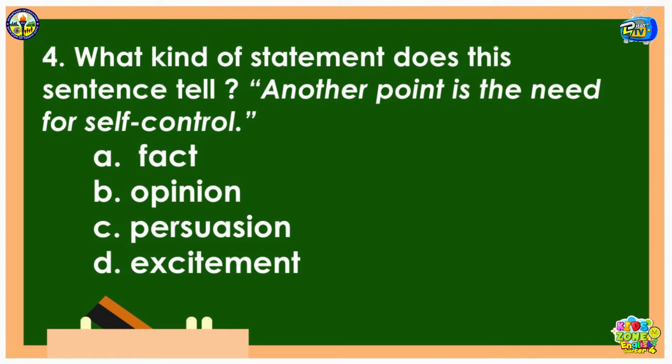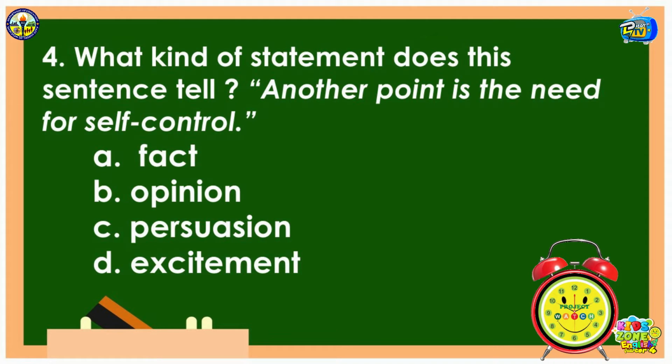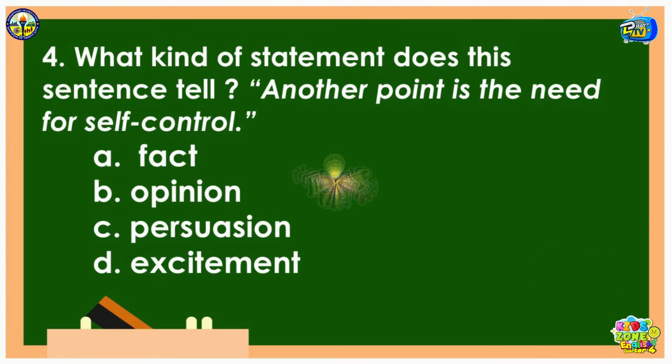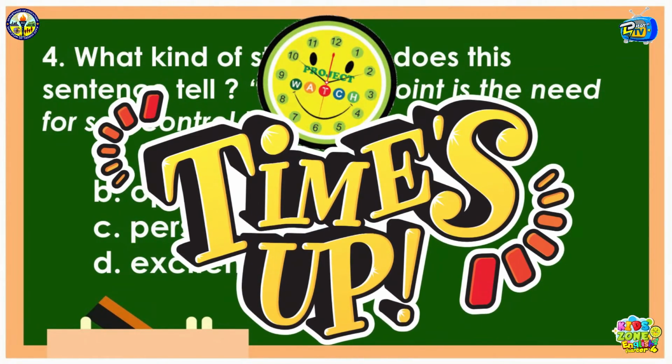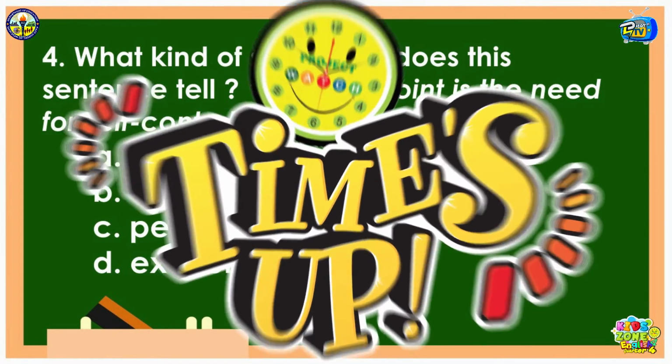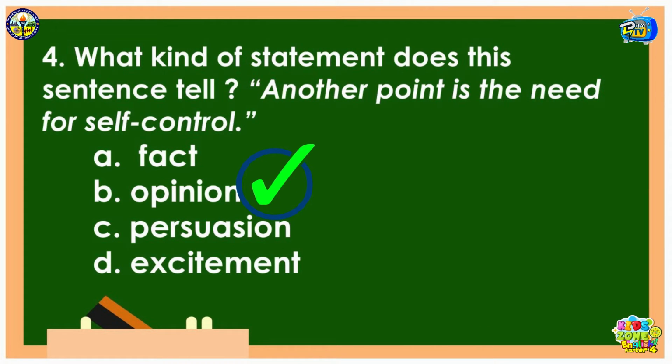Number 4. What kind of statement does this sentence tell? Another point is the need for self-control. A. Fact. B. Opinion. C. Persuasion. D. Excitement. Time's up! Can you tell me your answer? Perfect! Letter B. Opinion.